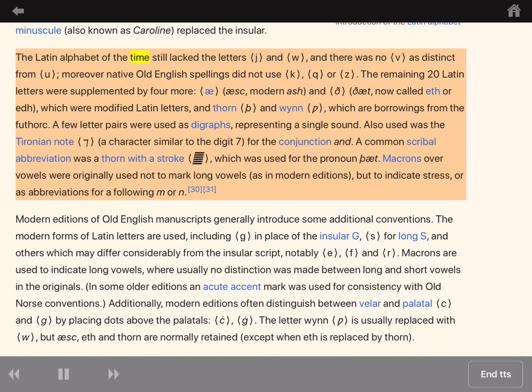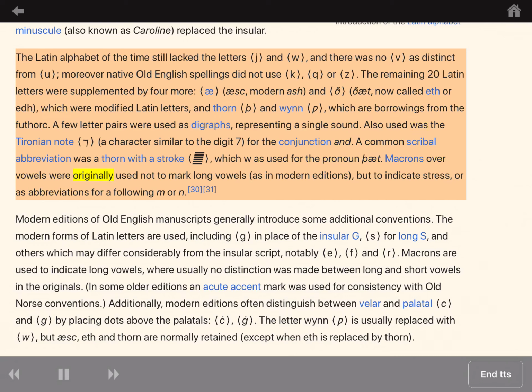The Latin alphabet of the time still lacked the letters J and W, and there was no V as distinct from U. Moreover, native Old English spellings did not use K, Q or Z. The remaining 20 Latin letters were supplemented by 4 more, æsc (ash) and eth, which were modified Latin letters, and thorn and wynn, which are borrowings from the Futhorc. A few letter pairs were used as digraphs, representing a single sound. Also used was the Tironian note for the conjunction and. A common scribal abbreviation was a thorn with a stroke, which was used for the pronoun that.